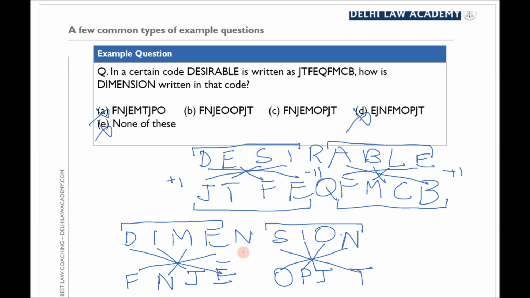We know that we should be replacing this N with something that is just 1 character before N, that's M, and so your answer is C.